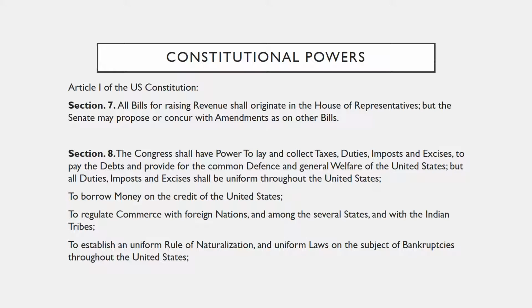To pay the debts of the United States, that is an international or foreign policy issue. To provide for the common defense of the United States, that is a foreign policy issue as well, dealing with national security. To borrow money from other nation states, to regulate commerce with other nation states, to establish uniform rules for naturalization. Immigration policy is part of foreign policy as well.